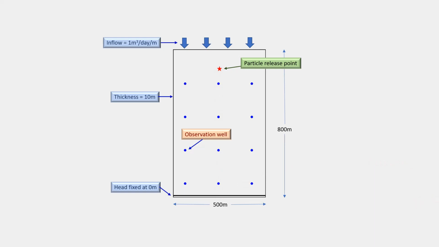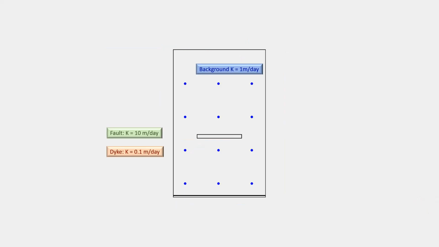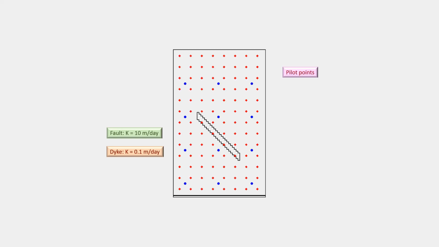The model domain is homogeneous, with a hydraulic conductivity of 1 meter a day, except for the fact that I insert a fault or a dike into that model domain. A fault has a hydraulic conductivity that's 10 meters a day, it's conductive. A dike has a hydraulic conductivity that's 0.1 meters a day, it is resistive. And I'm going to look at three orientations of the dike and the fault. My parameterization device is pilot points. I have many of them, and I'm asking the question, can I see that fault or a dike through calibration of that model against 12 heads?